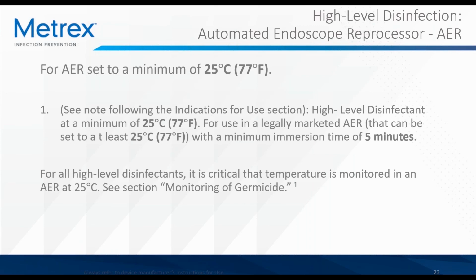If you're performing high-level disinfection via AER, you'll set the AER to a minimum temperature of 25 degrees Celsius or 77 degrees Fahrenheit. Automated endoscope reprocessors will have preset cycles, but as long as there is this minimum temperature and a minimum disinfection immersion time of 5 minutes, you'll achieve high-level disinfection with Metrocide OPA Plus.